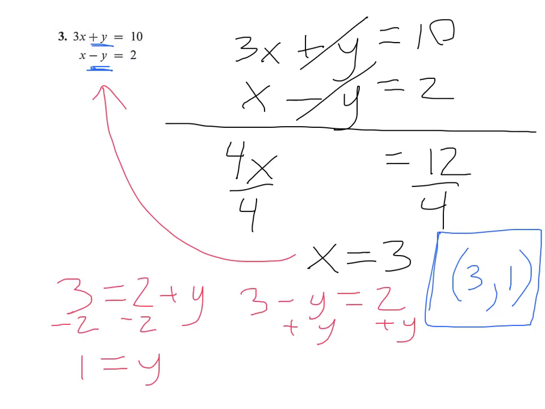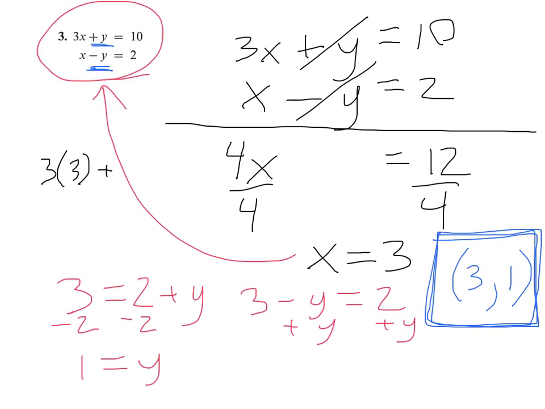Now if we wanted to double check on a test or quiz if this is correct, we go right back to the original equation up here in the top left, and we can plug it in. So 3 times x, which is 3, plus 1, which is y, that's 9 plus 1 is equal to 10. Yep. Let's plug into the second one.